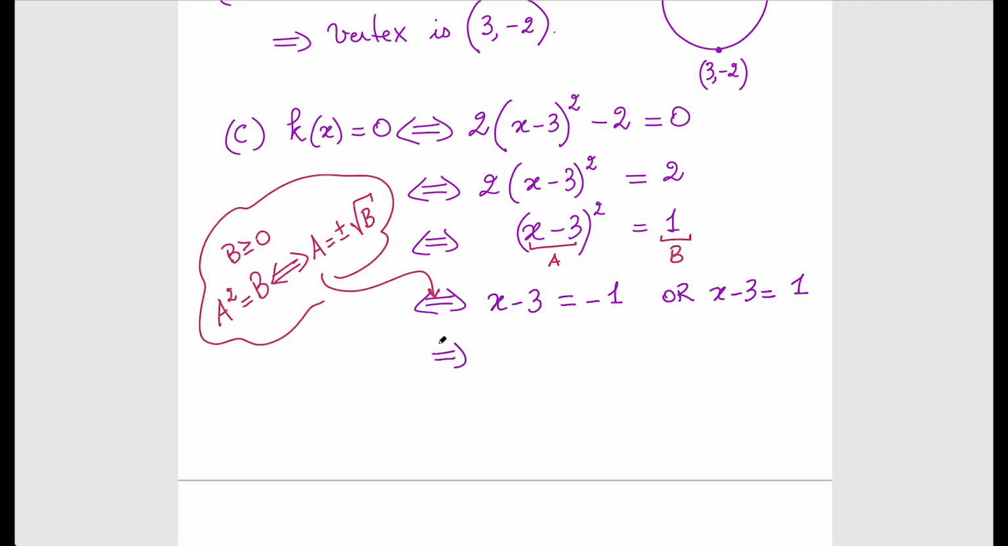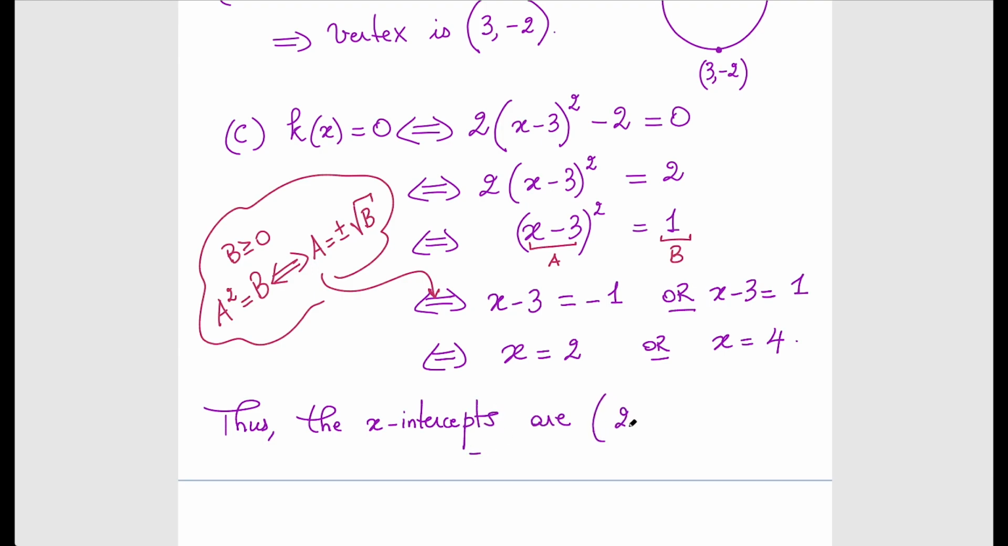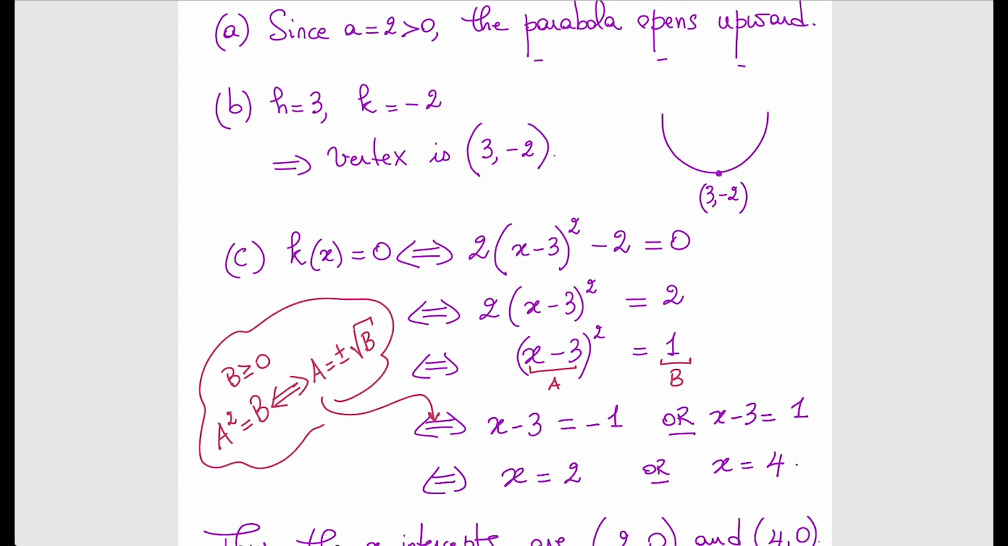And what does it mean for x? If you add 3 to both sides, you get that x is 2, or x is 4. So 2 comma 0 and 4 comma 0 are the x-intercepts. Thus the x-intercepts are 2 comma 0 and 4 comma 0. So the function is going to cross the axis a couple of times.